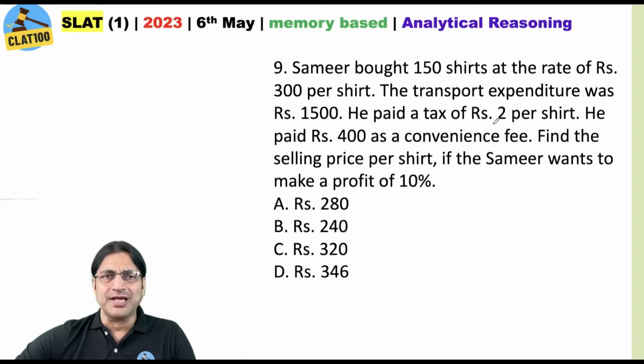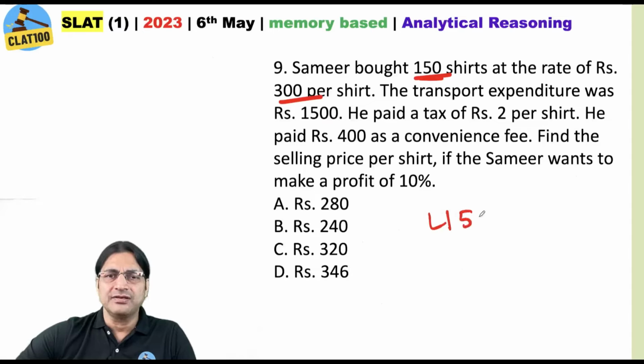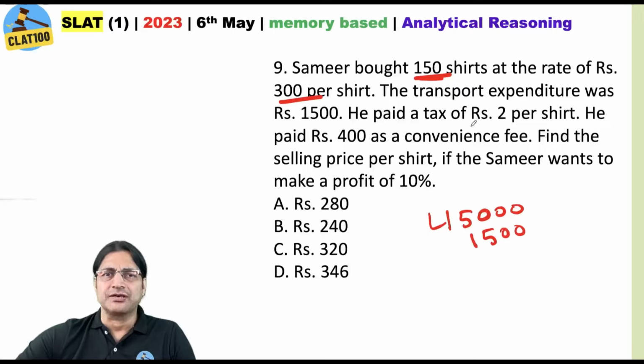Alright, okay. Sameer bought 150 shirts at the rate of rupees 300 per shirt. Alright, just read the question, pause the video and read the question. So 150 shirts at 300 per shirt would be how much? 45,000 rupees, right? The transport expenditure was 1500. Put 1500 here. Alright, he paid a tax of rupees 2 per shirt. So 150 into 2, 300. Alright, he paid rupees 400 as a convenience fee. Okay, in government circles, it means something else.